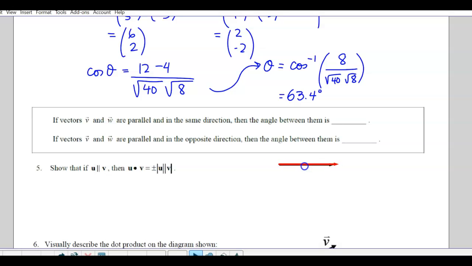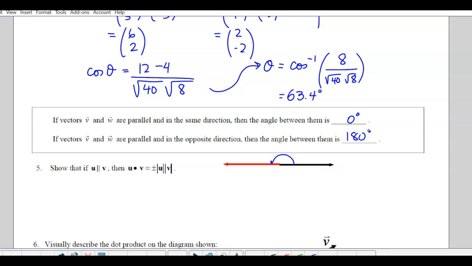Opposite example. Okay, so if vectors v and w are parallel and in the same direction, what's the angle between them? Is there an angle between them? No, it's 0. Okay. If the vectors v and w are parallel but in opposite directions, then the angle, because their tails are together, is 180 degrees.